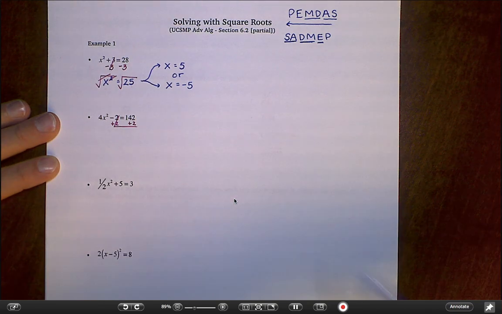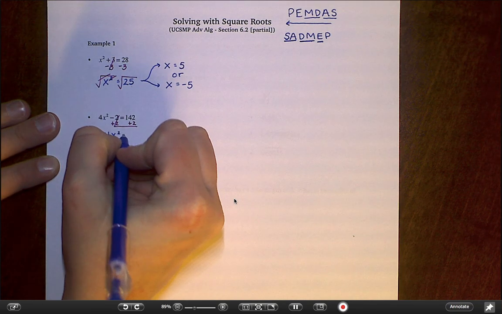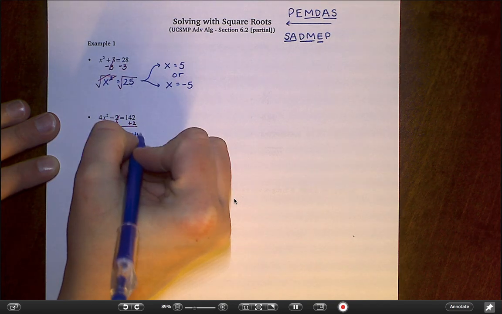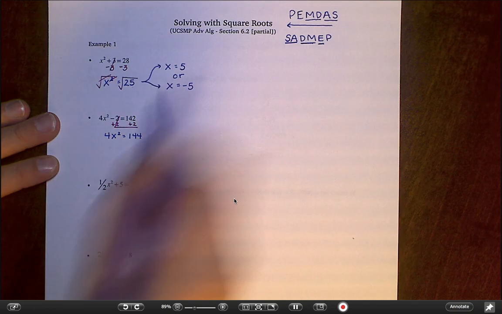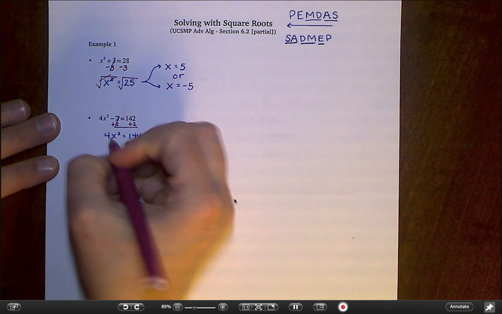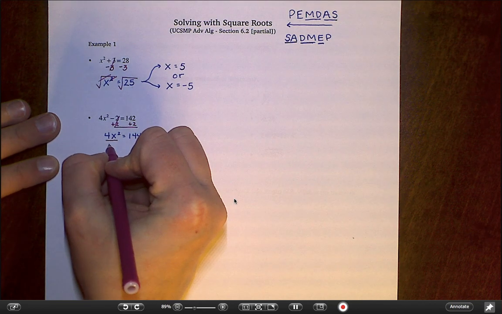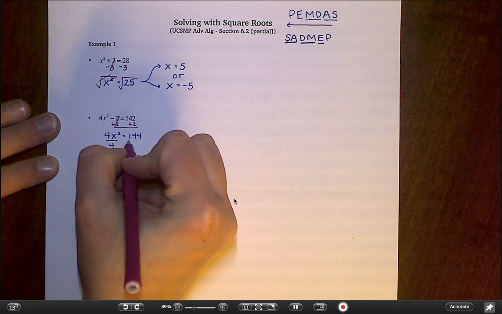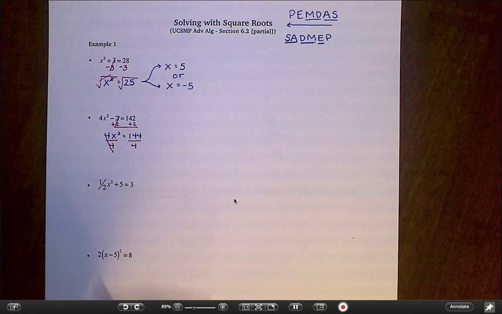And so now I have 4x squared equals 144. And then I want to get rid of multiplication and division, right? So that would include the 4 that's sitting out here. So we have to get rid of the 4 before we take a square root. Really, in a lot of these problems, the square root is going to be almost the last step that you take.